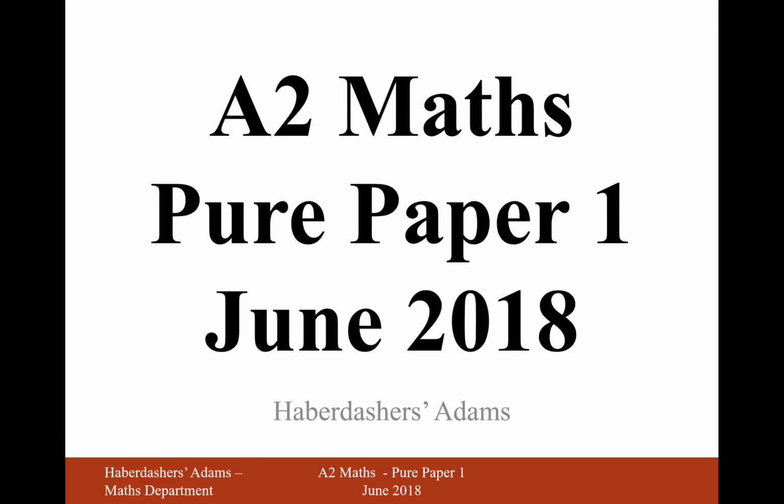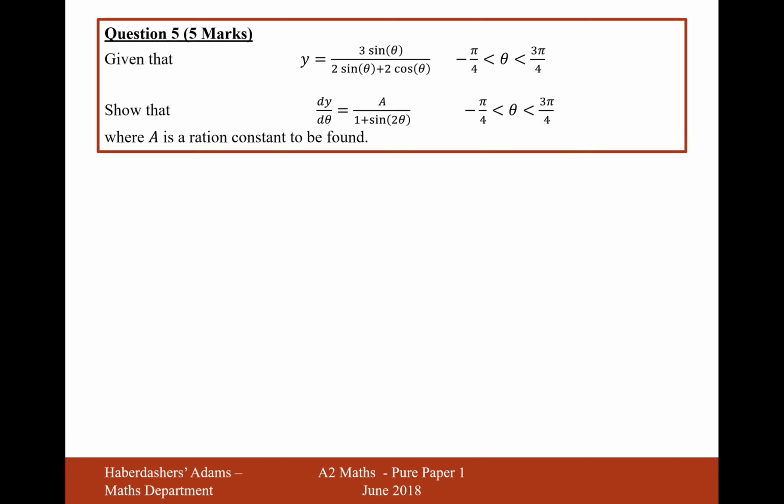Hello there and welcome to A2 Maths from June 2018, paper 1, and here we're looking at question 5, a differentiation question. So we have y is equal to 3 sine theta over 2 sine theta plus 2 cos theta, and we want to show that the derivative of this is equal to something over 1 plus sine 2 theta. Okay, so it's going to be pretty long, this one, but let's give it a go.